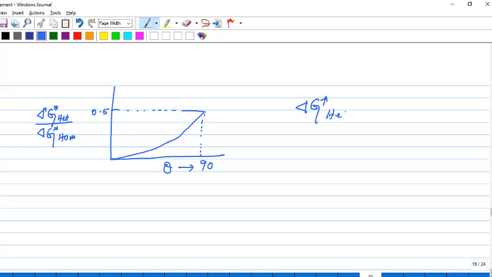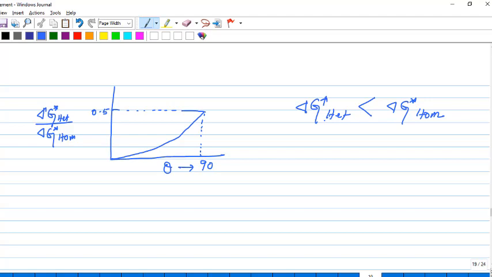So for all practical values of theta, you can see that delta G star heterogeneous is always less than delta G star homogeneous, right? So for small values of theta, the energy barrier for the heterogeneous nucleation will be much lower compared to that for the homogeneous nucleation case, and that is why in nature generally the heterogeneous nucleation is always preferred, because the energy barrier for the heterogeneous nucleation is lower.